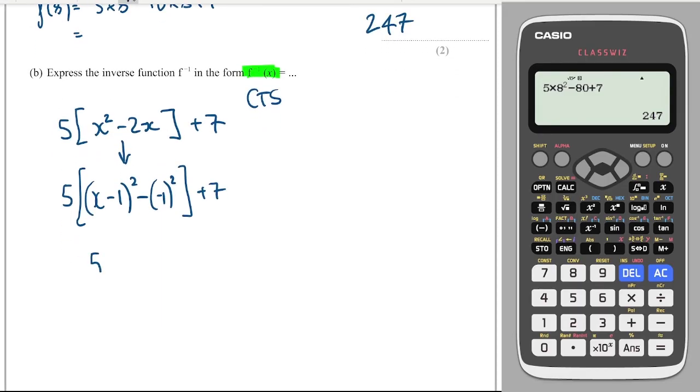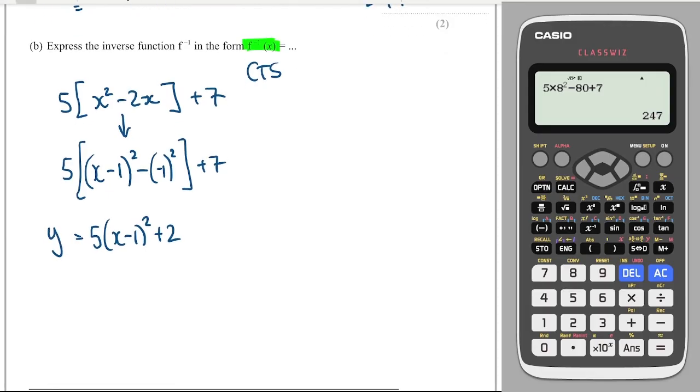So this is going to give me, when I multiply through by 5, this bracket is going to be 1, it's going to be minus 1 times by 5 minus 5. Plus 7 is going to give us plus 2. So here is my f of x. And now I can use my inverse function technique, which is by labeling the function y and then swapping the x's and the y's over.